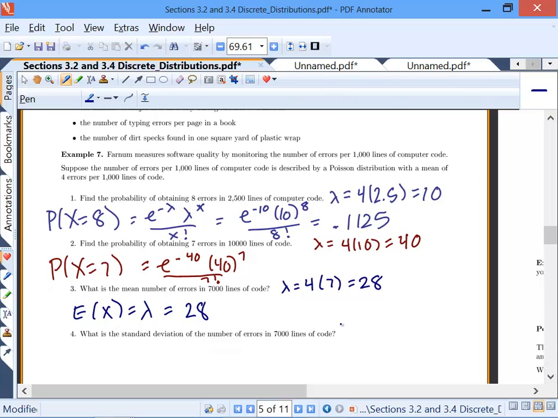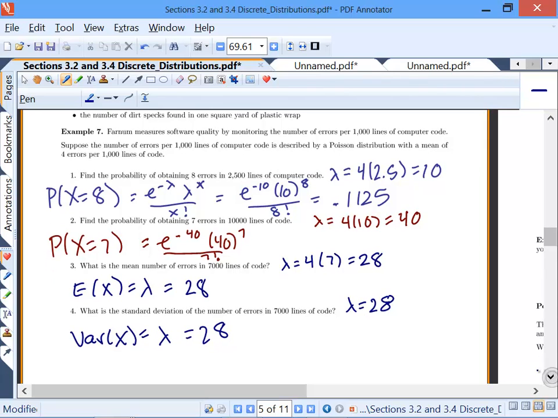And same thing for the standard deviation. Again, lambda equals 28, since they didn't change my lines of code. The variance of x equals lambda, or 28. So my standard deviation is the square root of lambda, the square root of 28, which is 5.29. Okay, so again, we're going to skip Poisson.